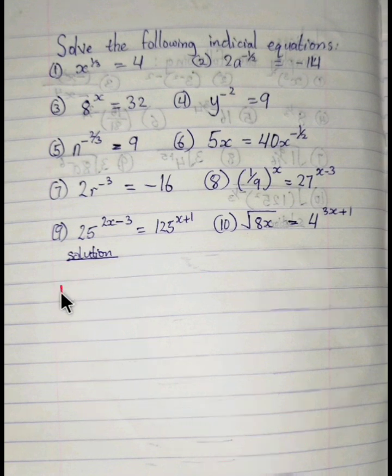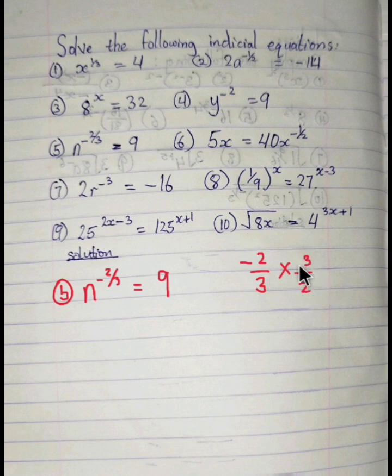In number 5, we have n raised to the power 2 over 3 equals 9. So the power of n is 2 over 3. Its multiplicative inverse is going to be 3 over 2. That is to say, if you multiply this fraction by this, we are going to have 1. Again, let's say we have 5 over 4. Its multiplicative inverse is going to be 4 over 5, because if you multiply them together, we are going to have 1.